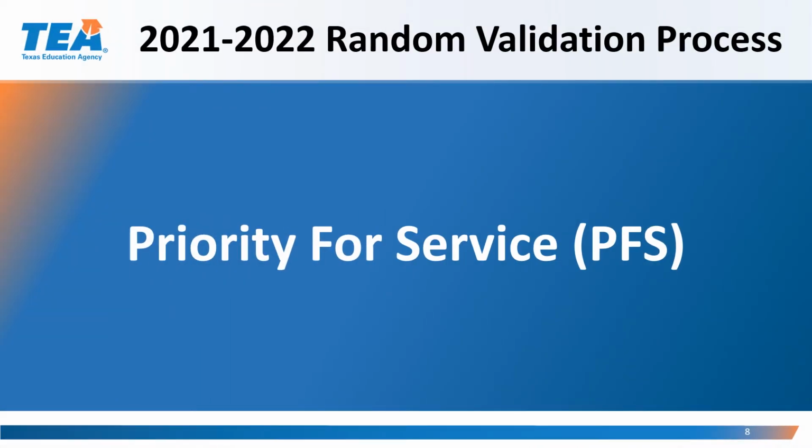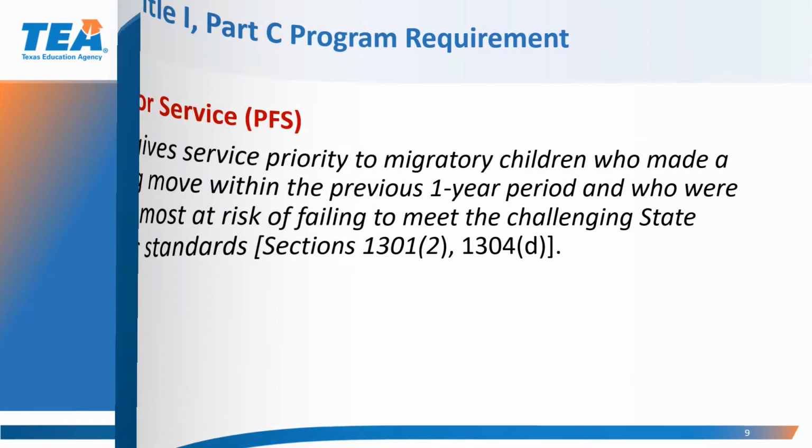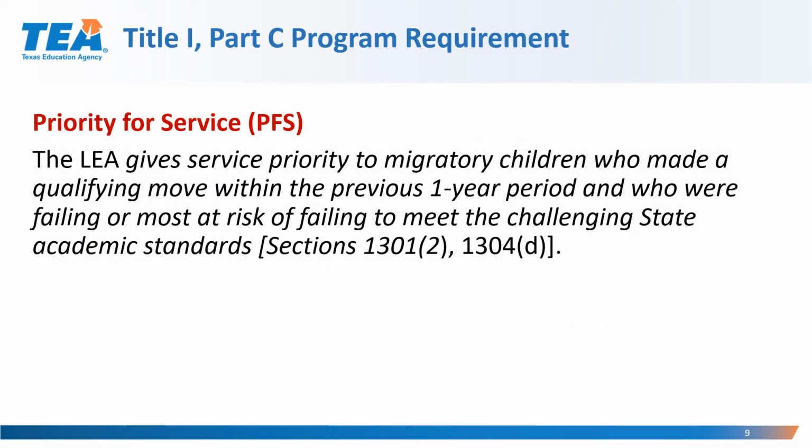Priority for service. Now let's talk specifically about the requirement for documentation for priority for service. According to ESEA, as amended by ESSA, Section 1301(2) and 1304(d), the LEA gives service priority to migratory children who made a qualifying move within the previous one-year period and who were failing or most at risk of failing to meet the challenging state academic standards.